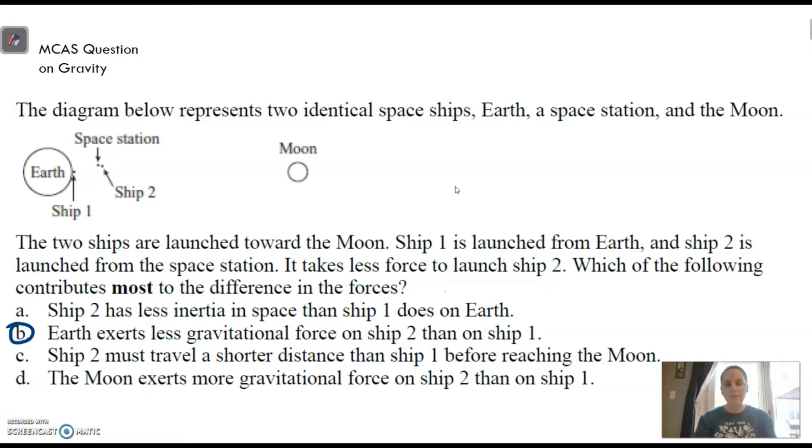So again, thinking back to those gravitational field lines, the closer that you get to them, the stronger that force, the further away, the less strong that force. And so Ship 2 is further away from the Earth, so it's going to experience less of a force of gravity. And so Earth exerts less gravitational force on Ship 2 than on Ship 1. That is the best answer choice here.